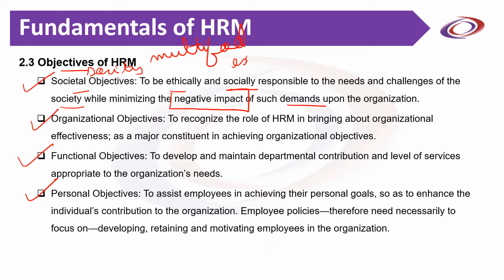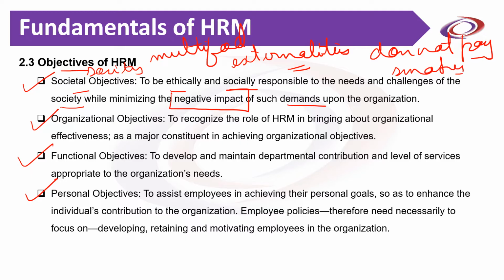We have heard about the term externalities. Externalities refer to those effects that occur on the outside world that we do not pay for. For example, a factory that is producing, let's say, shoes, creates pollution in the form of smoke. So that is a negative externality. Our societal objective should be to take responsibility for this pollution.